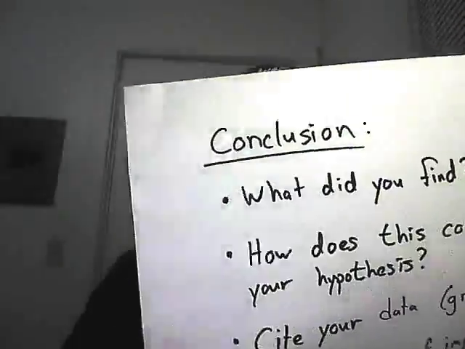Remember, we wrote the introduction before we carried out the experiment. Were we right? Were we wrong? What did we learn? Don't forget to cite your graph, your data. We are making the graph for a reason, and we need to be able to read it. So if one of the lines is higher than the other line, what does that mean? If one of the lines is steeper than the other line, what does that mean? So those are the sorts of things that you need to talk about in your conclusion.